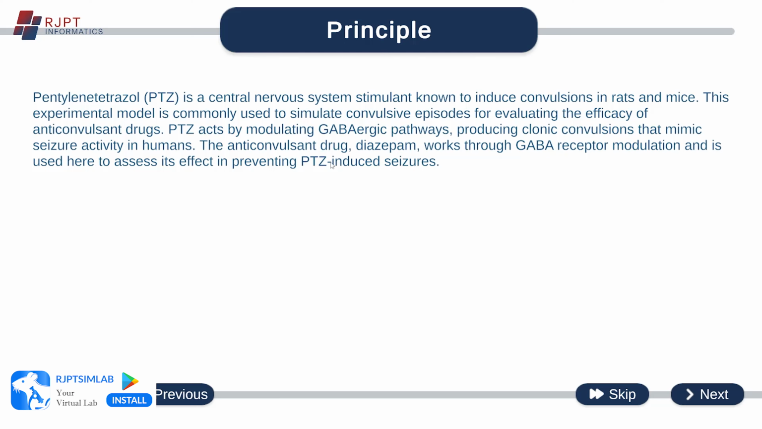The anticonvulsant drug diazepam works through GABA receptor modulation, and it is used here to assess its effect in preventing seizures induced by the pentylenetetrazol (PTZ) drug.